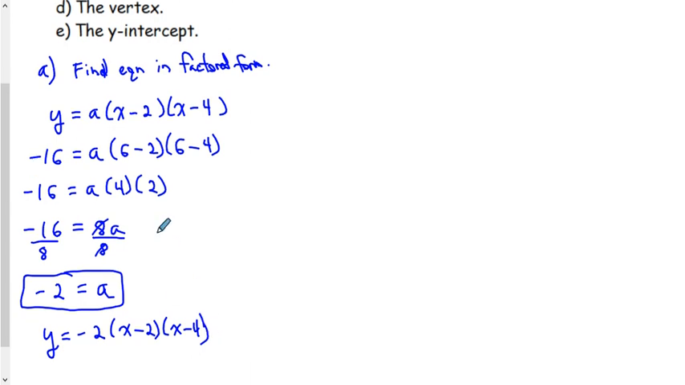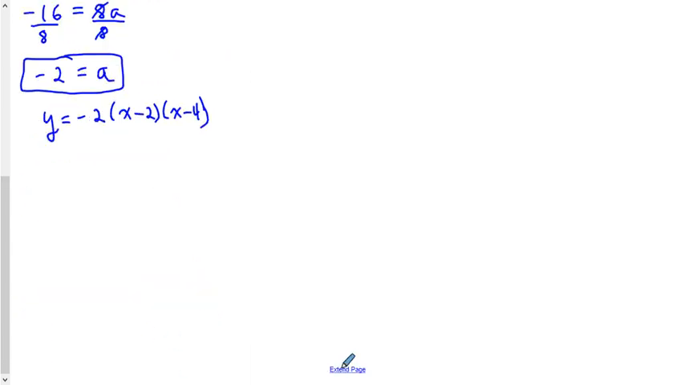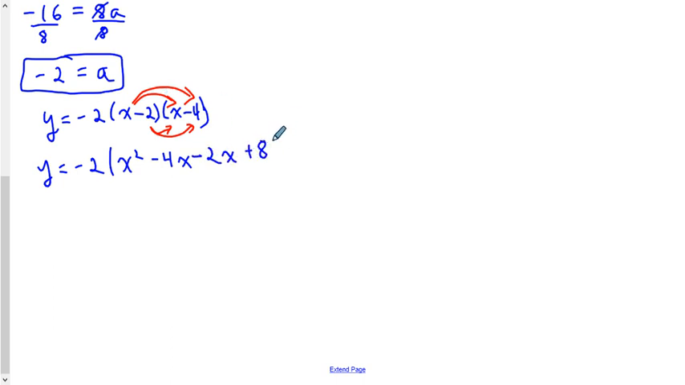Okay, now I can actually do some algebra here to turn all of this into a standard form equation. So we're going to multiply through the brackets, just like we did before. So we'll go x times x is x squared, x times negative 4 is minus 4x, negative 2 times x is minus 2x, and negative 2 times negative 4 is plus 8. Let's collect our like terms. Minus 4x minus 2x, that's going to be minus 6x when we add those together.